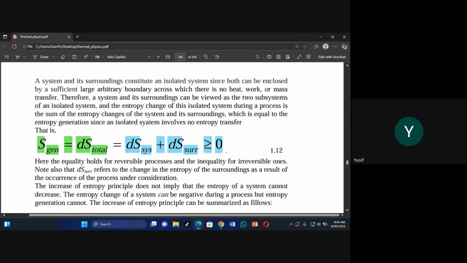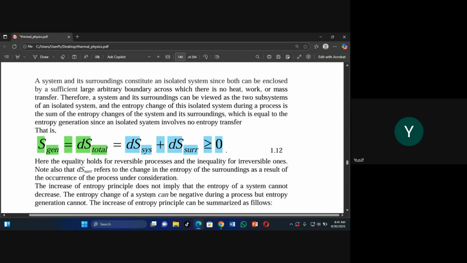Note also that the entropy change of the surroundings refers to the change in the entropy of the surroundings as a result of the occurrence of a process under consideration. So when we talk about the entropy change of the surroundings, it occurs as a result of the occurrence of the process under consideration. Okay. The increase of entropy principle does not imply that the entropy of a system cannot decrease. The entropy change of a system can be negative during a process, but entropy generation cannot.